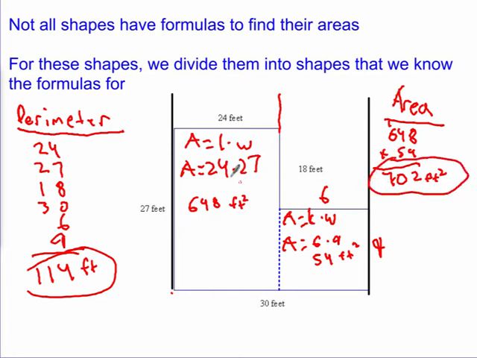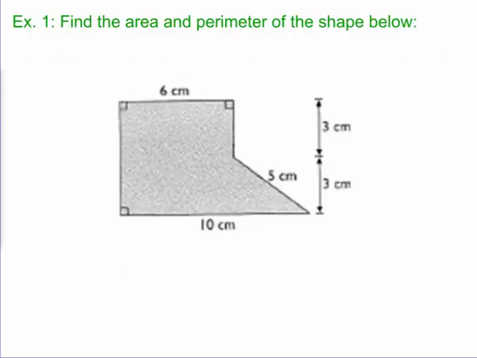So you can see that all we have to do to find the area of this shape is cut it into shapes that we know and find those areas and then add them up. To find the perimeter, we just find missing side lengths and then add all those up. All right, so let's take a look at some more examples.